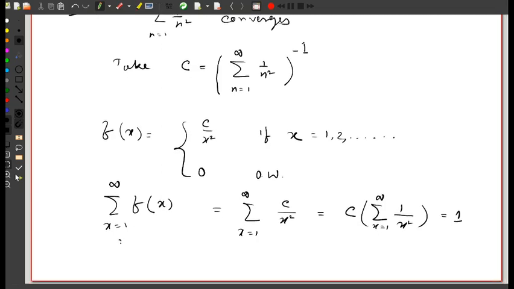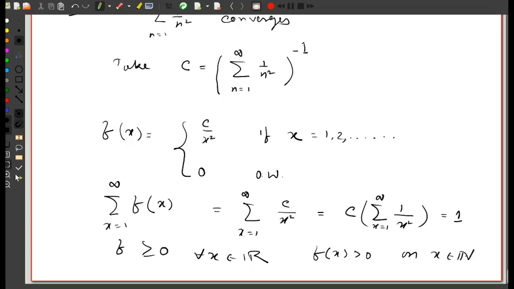Moreover, the function f is greater than or equal to 0 for all x belonging to R, and we have a countable set, the set of natural numbers, on which the function is strictly greater than 0, and when we take the sum over the natural numbers, it turns out to be 1. So clearly this function is a probability mass function. So now let us consider x to be a random variable having this probability mass function.